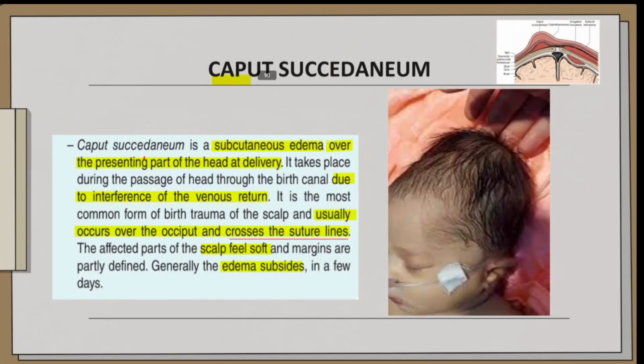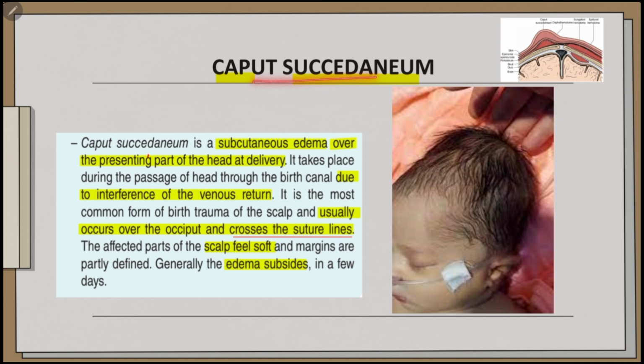There is another condition known as caput succedaneum. In this condition, you can see there is a swelling, edema in the subcutaneous part over the presenting part of the head during the delivery time because of the obstruction of the venous return. And it usually occurs over the occiput area. In this, you can see there's occiput area and it crosses the suture line. So this is the difference between the caput succedaneum and also the cephalohematoma. When you palpate, the scalp feels very soft, and this edema subsides in a few days.